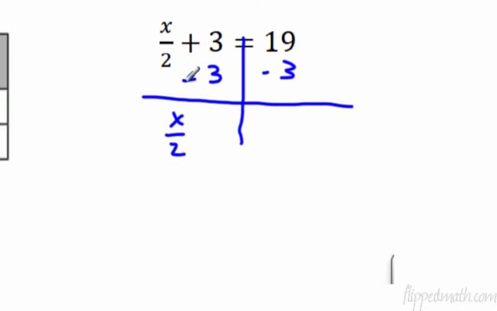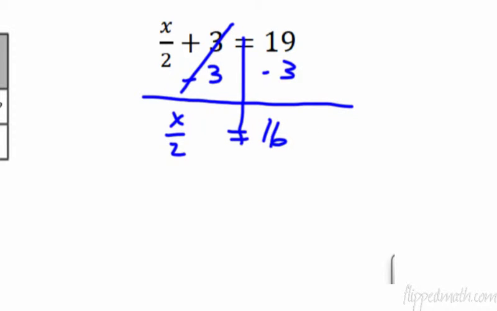We add 3 and subtract 3. They cancel each other. We have 19. We subtract 3. That's going to equal 16. You notice where the line is, that's where our equal sign is. So here we have x over 2 equals 16. It's that simple. That's the end of the first step.